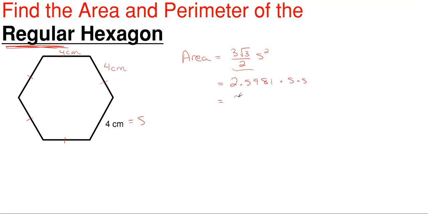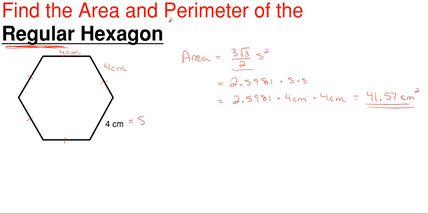So the area of this regular hexagon would be 2.5981, which will always be that value for a regular hexagon, times 4 centimeters times 4 centimeters. And this gives us a total area of 41.57 centimeters squared. Keeping in mind that for the units, you will have to have squared on whatever dimension you have. Whenever you see this little squared symbol appear, that means you're dealing with an area parameter. So our total area for our regular hexagon is 41.57 centimeters squared.